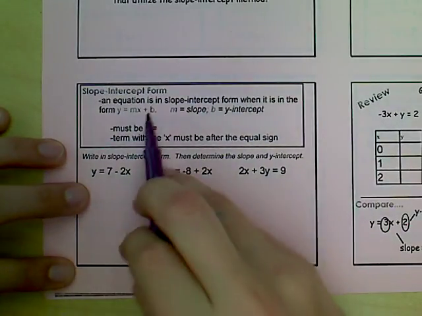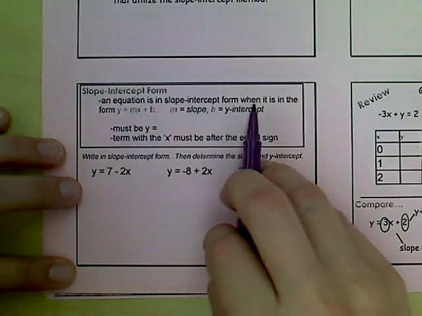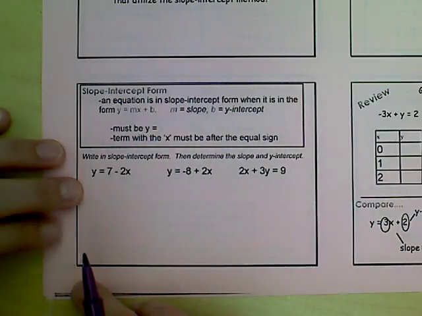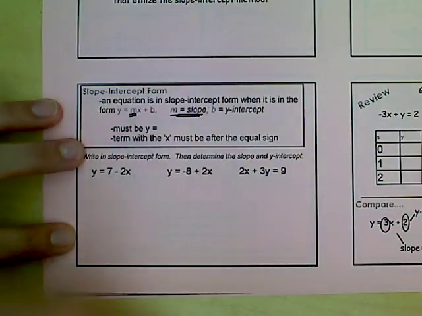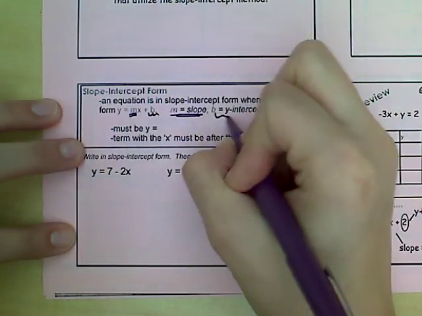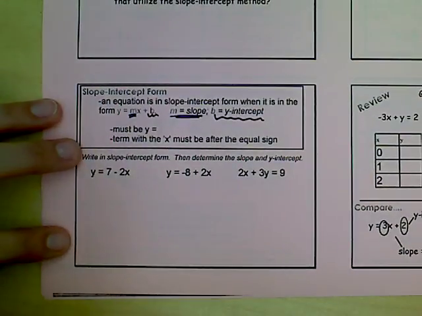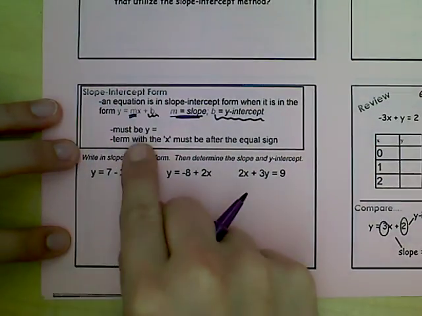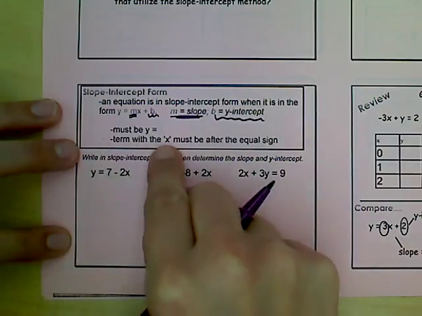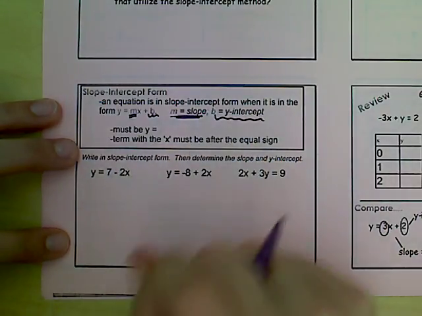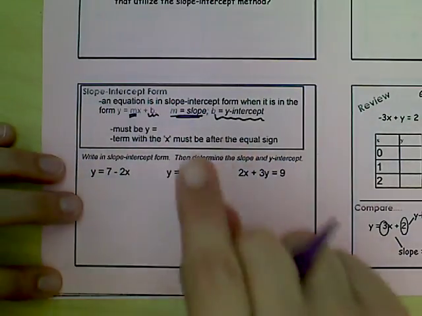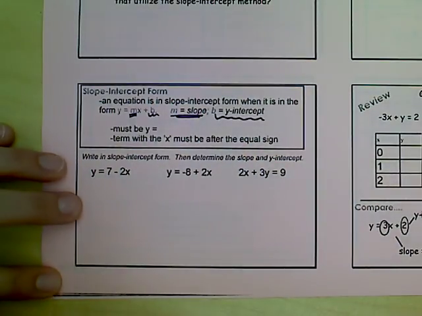So an equation is in slope-intercept form when it is in the form y equals mx plus b. It's important that you remember m is your slope, b is your y-intercept, or where that line is going to cross the y-axis. It must be y equals, and the term with the x must be after the equal sign. So here's where we really are going to be strict about getting that x term right after the equal sign and coming before that b.